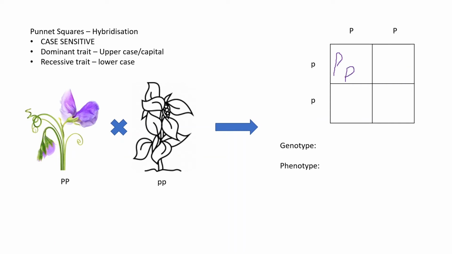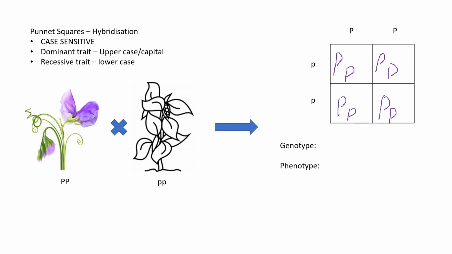We always write the dominant allele first, because the dominant allele is what's going to be shown, what's going to be physically expressed. And same thing here: capital P times little p. Capital P, little p, capital P, little p.